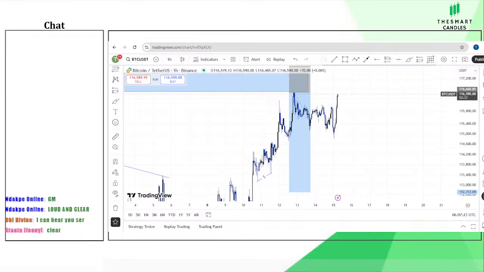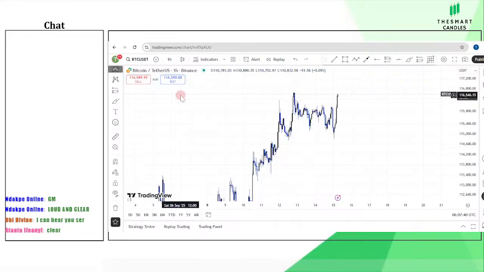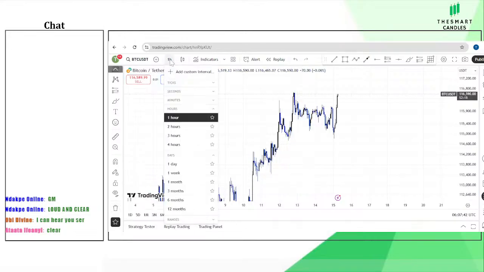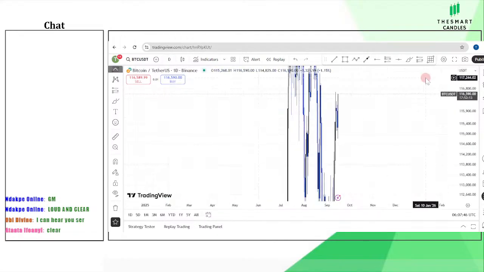Okay. All right. So first, this week we'll be looking at BTC USDT. So let's look at BTC, starting from the daily time frame so we can cover a lot.